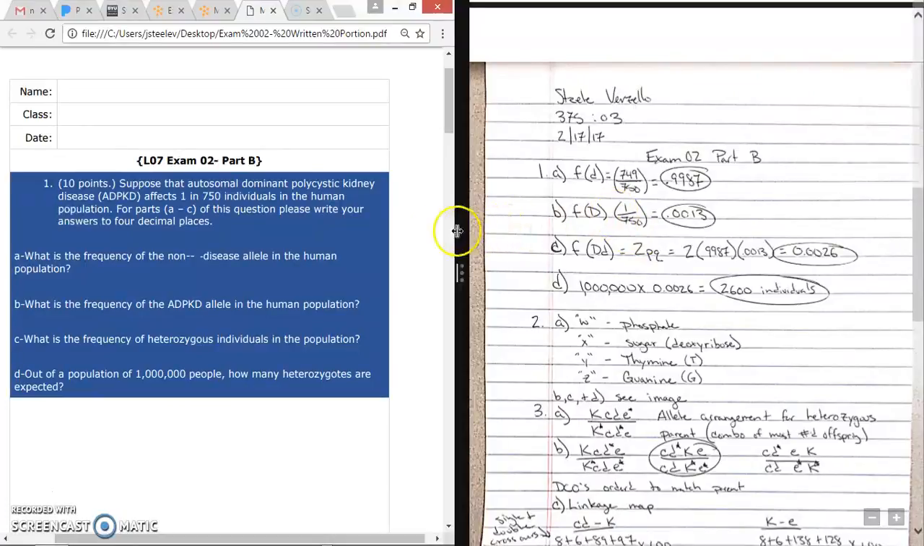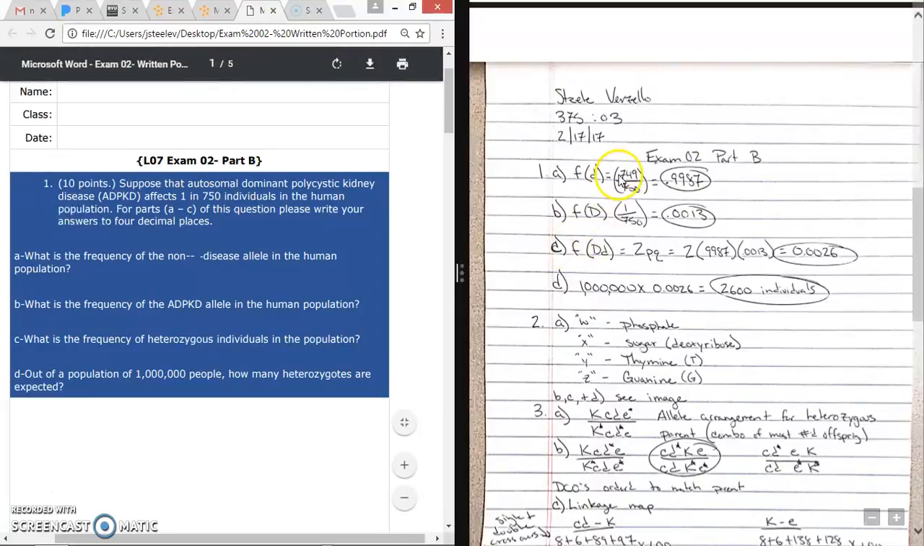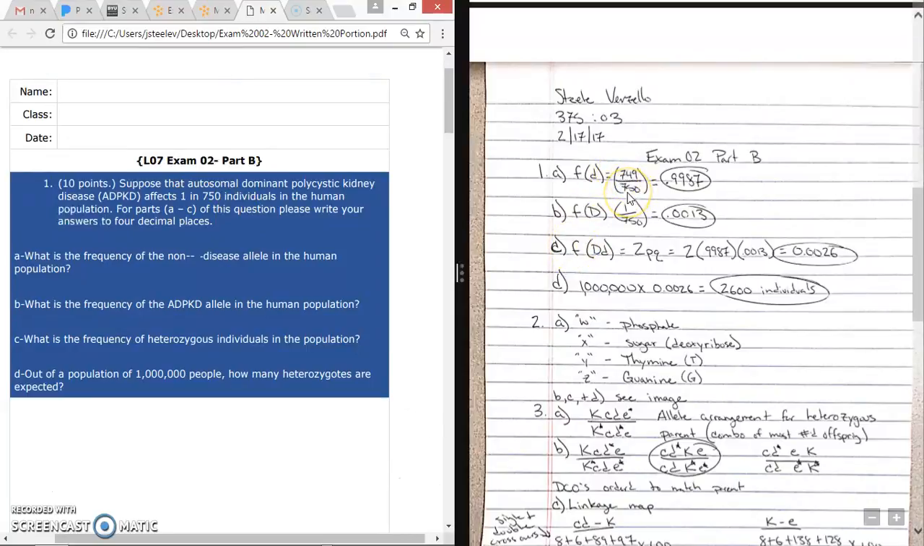So for number 1, for A, what's the frequency of the non-disease allele in the human population? So the non-disease allele, ADPKD, affects 1 in 750 individuals. So since it's the allele, we're just going to take... I should say for the non-disease allele, it affects the 749 out of 750, and the dominant. This is the autosomal dominant, affects 1 in 750.